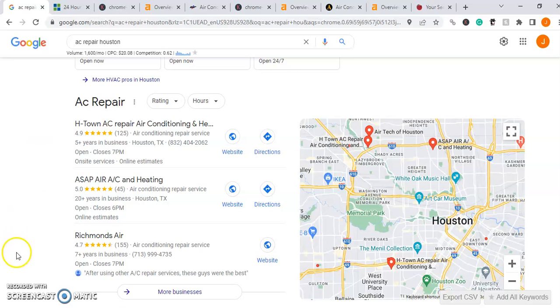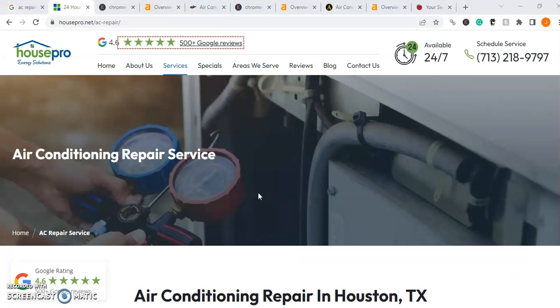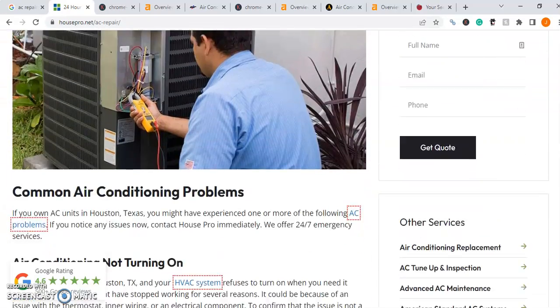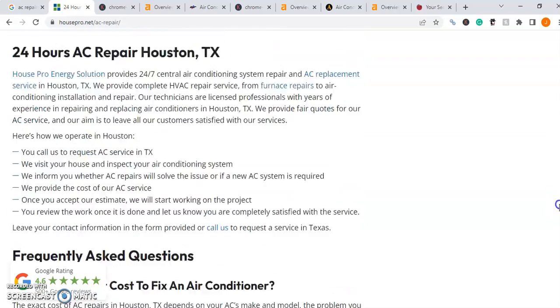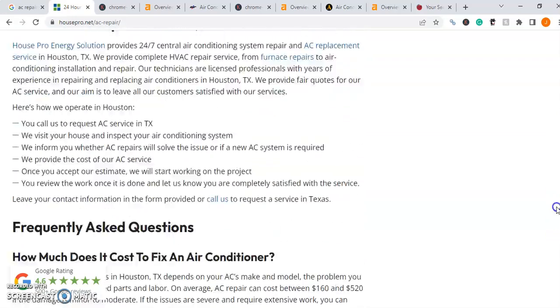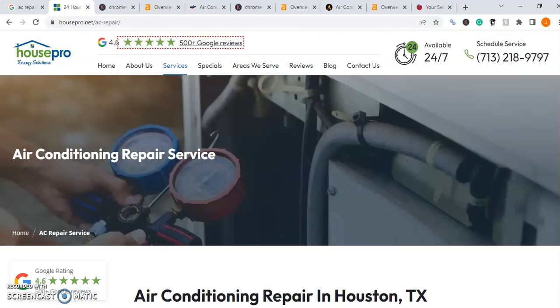So let's start with your website. Your website, specifically your AC repair page. And if we scroll down here, I think you have a very good grasp of having a functional website. However, from an SEO perspective, there's a lot of things that we can improve on if we want to make sure that customers are finding our business online.